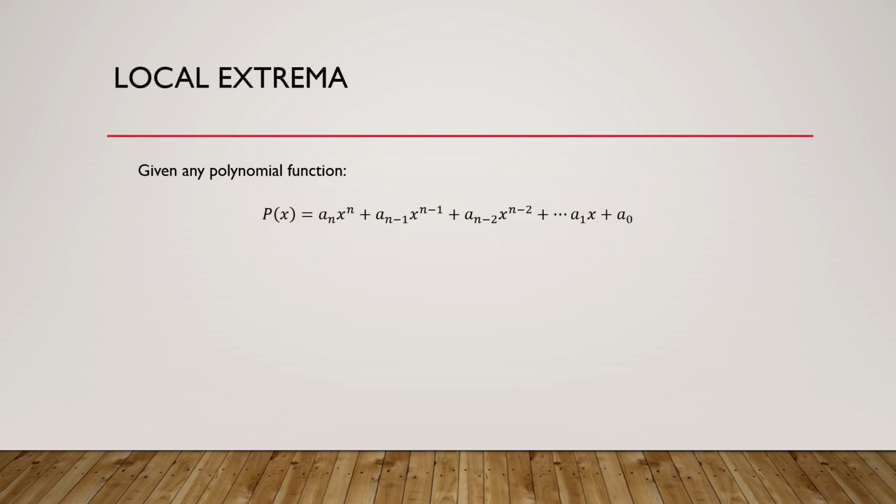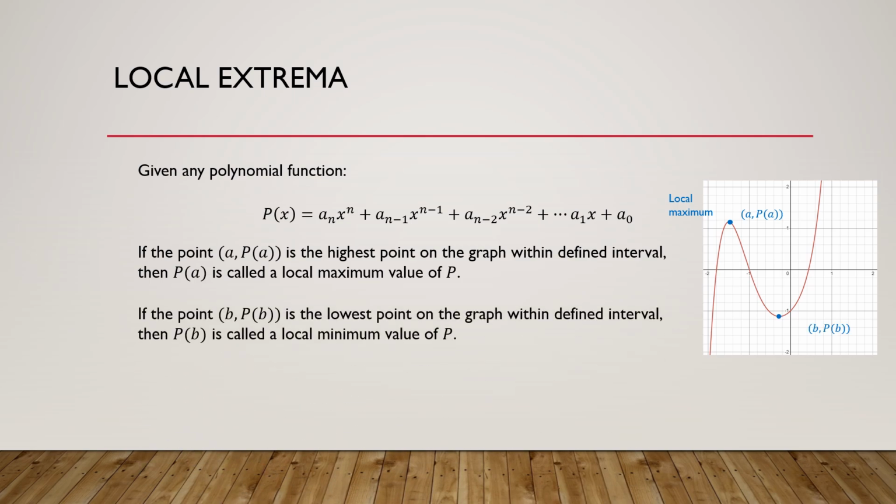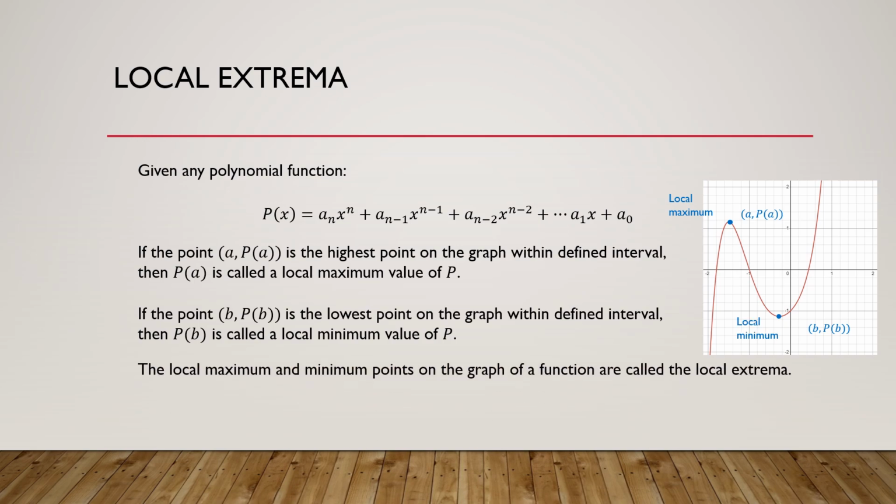Given any polynomial function, if the point a, p of a, is the highest point on the graph within a defined interval, then p of a is called a local maximum value of p. If the point b, p of b, is the lowest point on the graph within a defined interval, then p of b is called a local minimum value of p. The local maximum and minimum points on the graph of a function are called the local extrema. If a polynomial function has degree n, then the graph of p has at most n minus 1 local extrema.